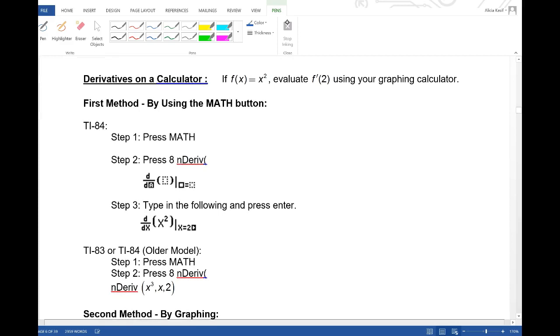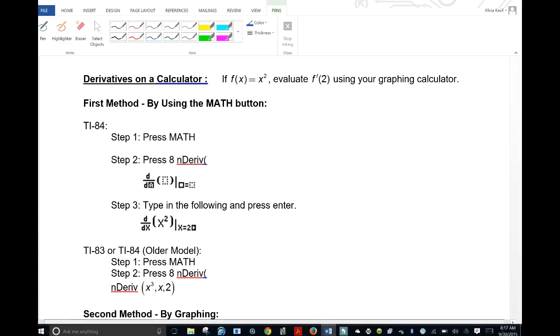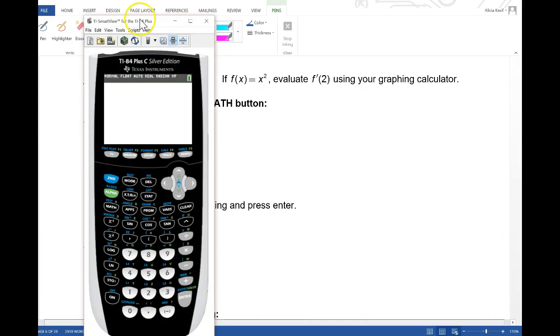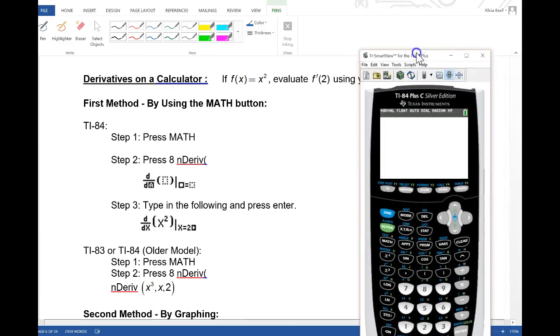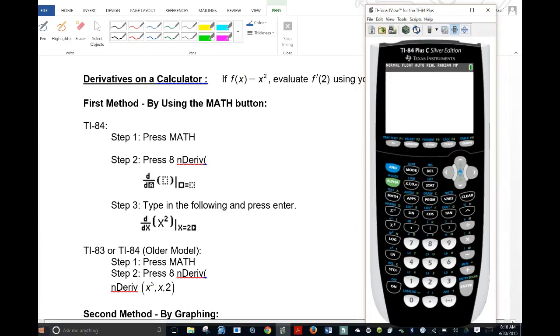So, do we have our calculator today? Okay, so I'm going to show you how we can find derivatives on our calculator. There's a few different ways. Okay, so I gave you the example. Let's say we have the function x squared, and we want to approximate the derivative at 2.